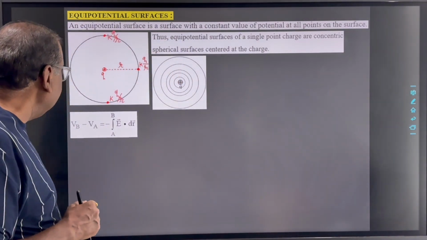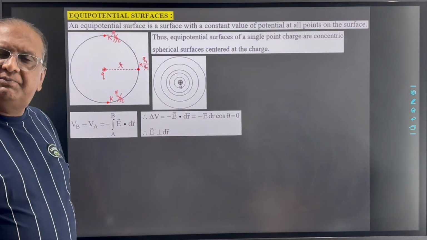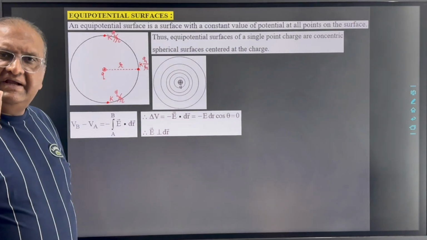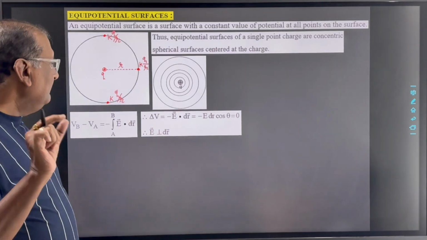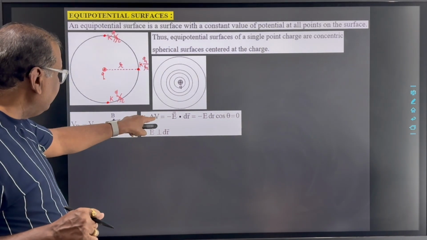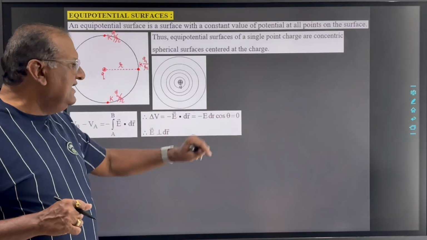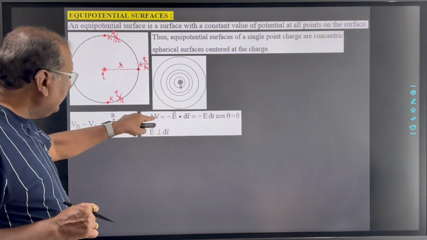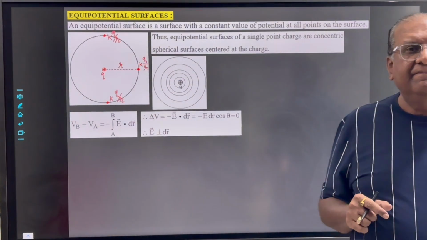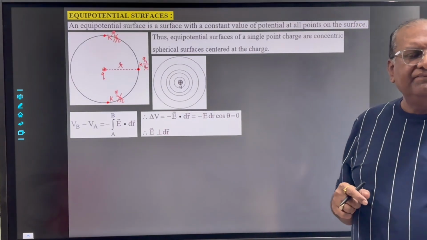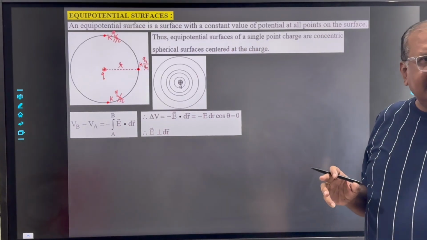Now here, if we consider an infinitesimally small displacement only up to dr, two points situated at distance dr from each other, then between those two points the potential difference we can write as minus E dot dr. So that is minus E dr cos theta. But this potential difference between those two points on the given equipotential surface is 0, because on the equipotential surface at each and every point the potential is the same.